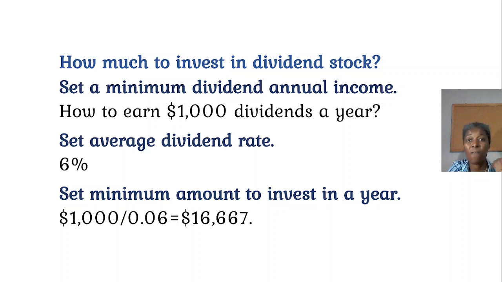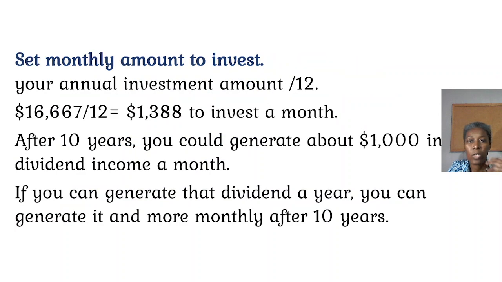And if you are reinvesting those dividends, it will just keep increasing. So when you take that $16,667 and you want to find how much you need to invest a month, you just divide it by 12. That will give you $13.88 to invest a month. So if you're investing $13.88 a month for 10 years, you can generate $1,000 a year for 10 years.